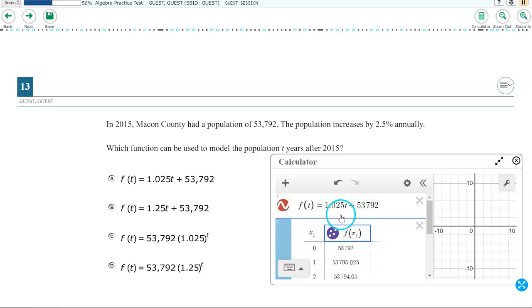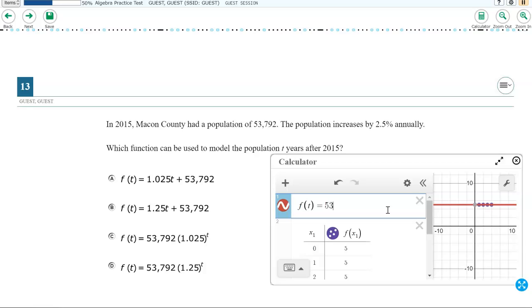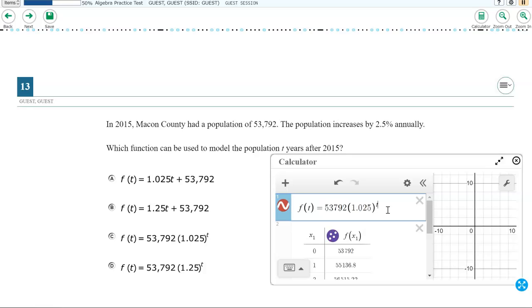So f of t equals, so we need 53,792, no comma, parentheses 1.025, shift 6 makes an exponent, and then put your t.